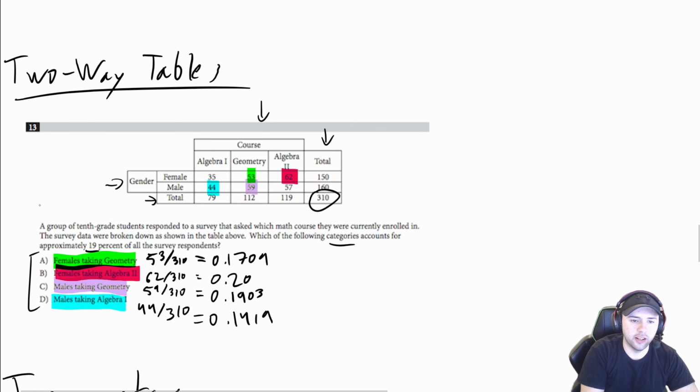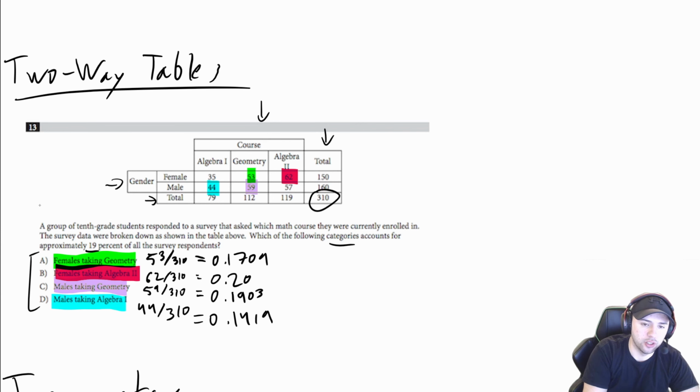Okay, so I went ahead and I wrote down each of the fractions we're computing, and you can see I color-coded each one to the group that I am dividing by the total. So again, there's 53 out of 310 females taking geometry out of the total people who participated in the survey. But that only gives us 0.17, which is 17.09%, right? Similarly, females taking algebra 2 is only 20%.